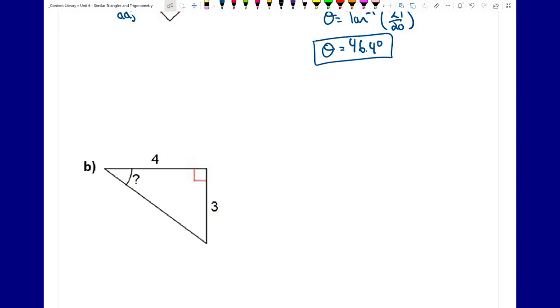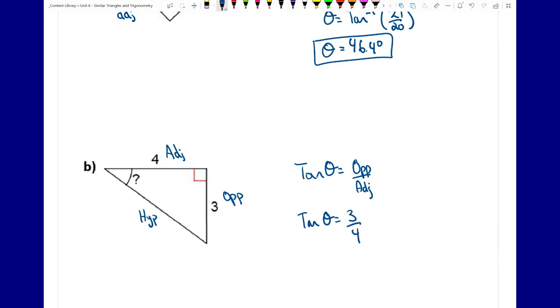Last example, again, similar idea, label our sides. Hypotenuse, we have our opposite of our reference angle. We have the adjacent beside our reference angle. We're only using tan in this lesson. So tan theta equals opposite over adjacent. Tan of an unknown angle is equal to 3 over 4. If I want to get theta by itself, again, I'm going to move the tan over. It becomes the inverse of tan of 3 over 4, 0.75.